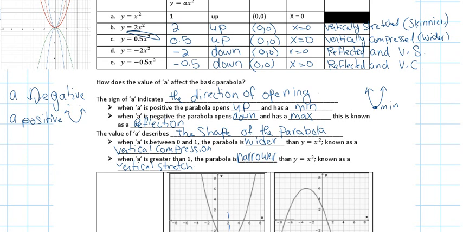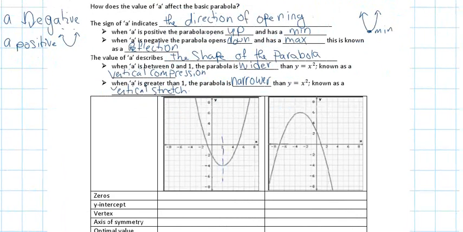So that A value that's multiplied by the x squared is going to tell you the direction of opening, and whether it's a vertical stretch or vertical compression. And that A value is the one that's going to be multiplied by your step pattern 1, 3, 5. I will get you guys to do this in a bit. In the meanwhile, I want to go to the next page.